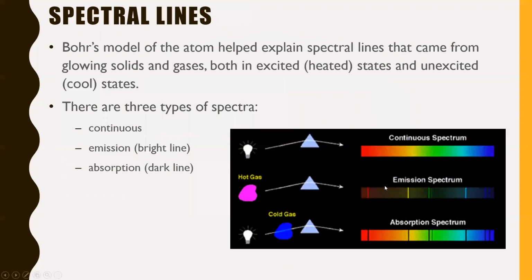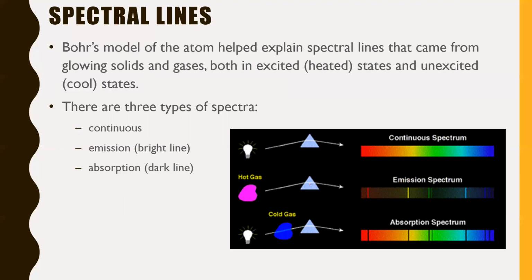Now, spectral lines. Bohr's model of the atom helped explain spectral lines that came from glowing solids and gases, both in excited, or in other words, heated states, and unexcited, or in other words, cool states. Now, there are three types of spectra. The most simple one is continuous. That's if you had just normal white light and put it through a prism, and it breaks into a continuous spectrum of color. Then there's an emission spectrum, where a bunch of light lines appear within a whole dark spectrum.